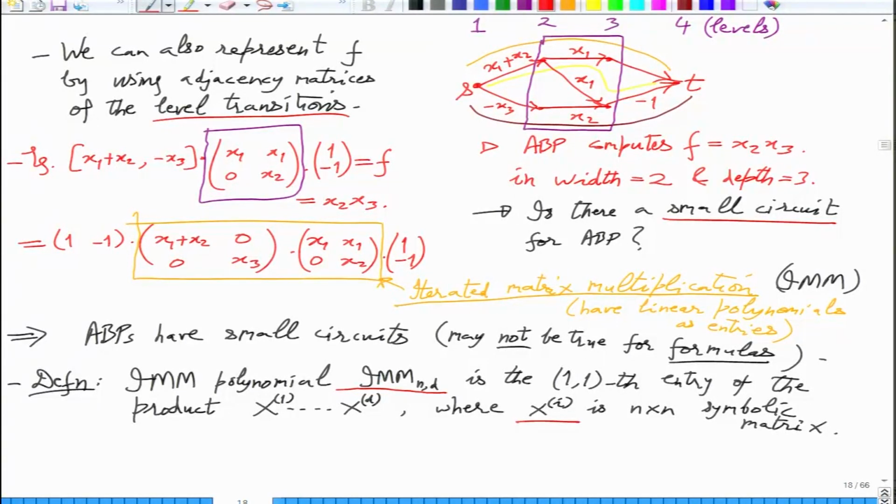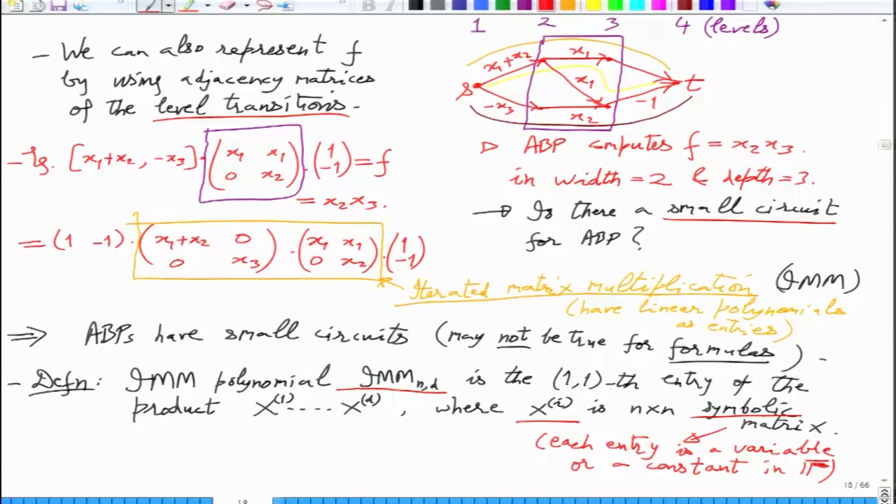Okay, so it's an important polynomial. So symbolic would mean that each entry is a constant or a variable. Okay, so variables may also overlap. Each entry is a variable or a constant in the base field F. Okay. Yeah, any questions about this?